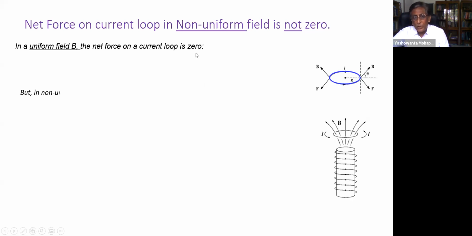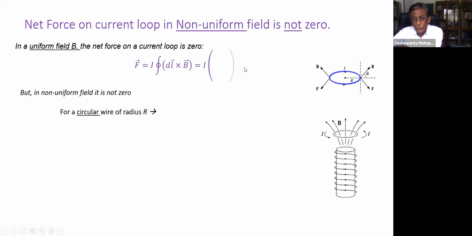In a non-uniform field the net force is not zero, whereas I just showed you that for a uniform field it is zero. For a non-uniform field, in this particular case, with this axis and this angle theta, the force is 2 I pi r B cos theta. In tomorrow's tutorial, I have a problem first. I want you to calculate it by using this formula. That's why I wanted to come here.